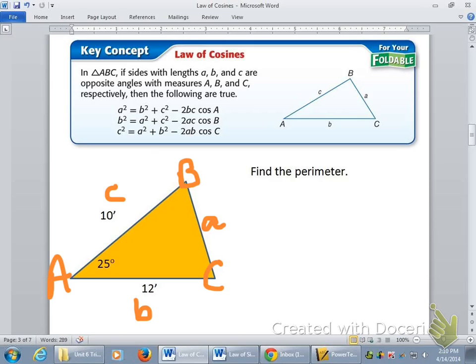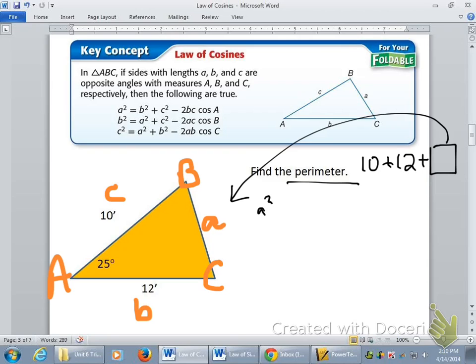Now from here on out, guys, this is going to be very straightforward: follow a formula, plug and chug. Okay? So I've got a brand new situation. Actually, let me restate that. My question said, find the perimeter. You know the perimeter is going to be 10 plus 12 plus something, right? So it's the something we're looking for. What are we looking for? Little a. All right, we're looking for little a. So I'm going to do a squared equals b squared plus c squared minus 2bc cosine a.